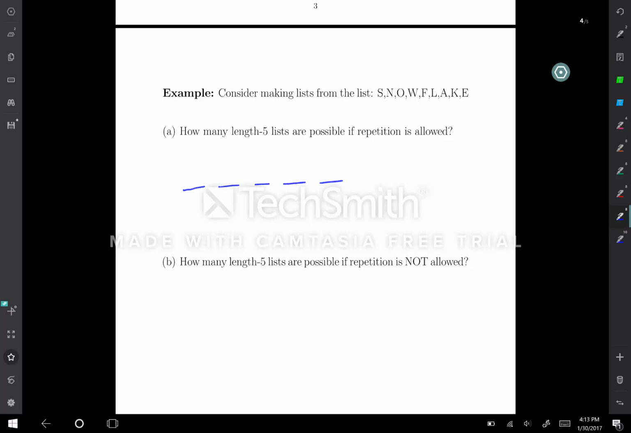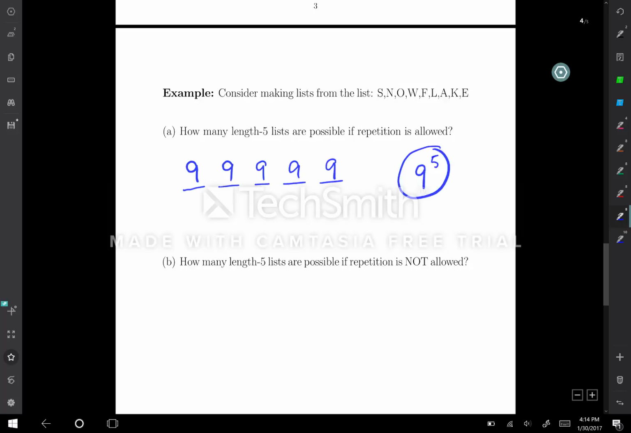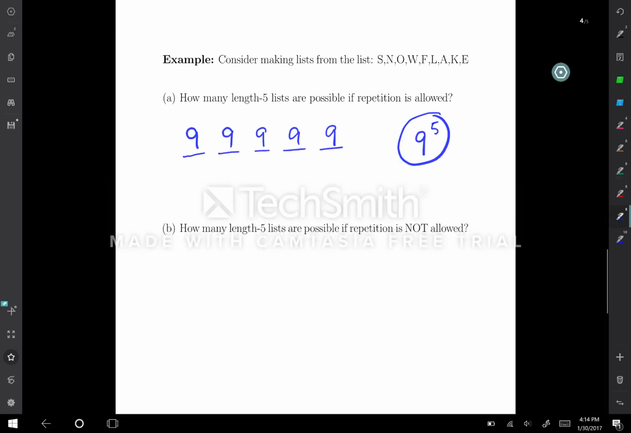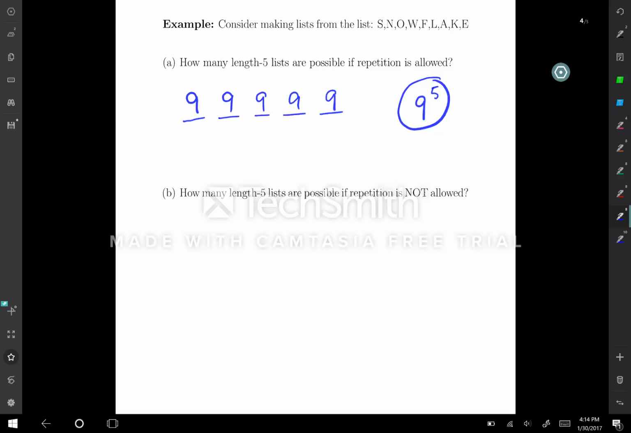So in the word snowflake, there are 9 unique letters. So the number of options we have for the first slot would be 9. Because we're allowed to repeat, the second slot would also have 9 available choices, as would the third, the fourth, and the fifth. So the multiplication principle tells us that we would have 9 to the 5th possible 5 length lists.